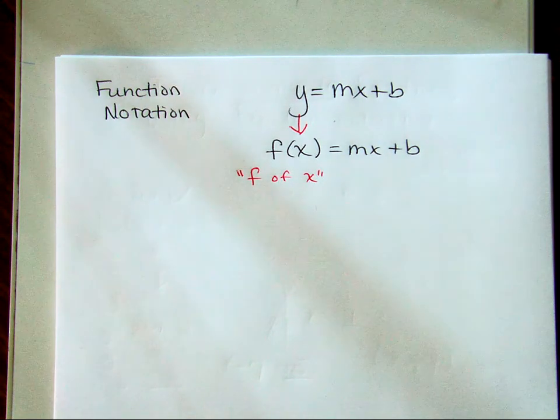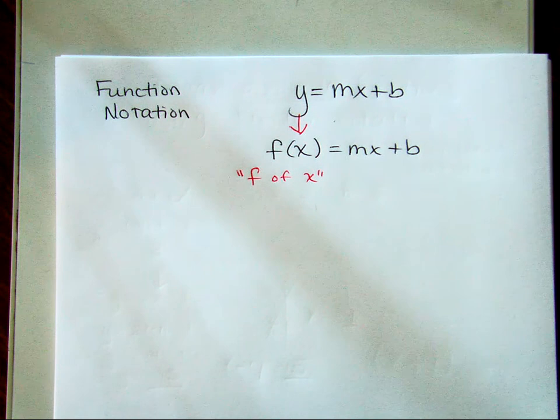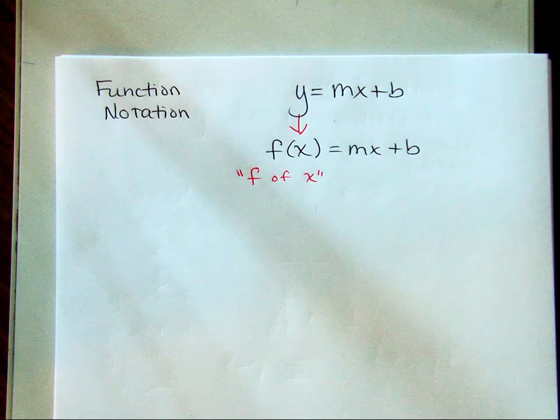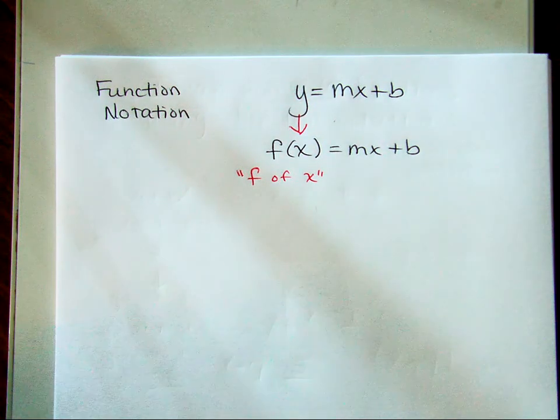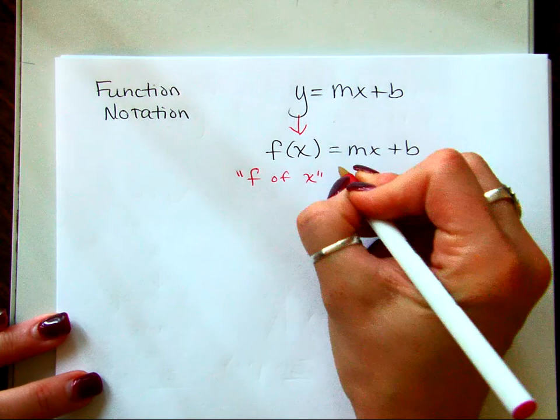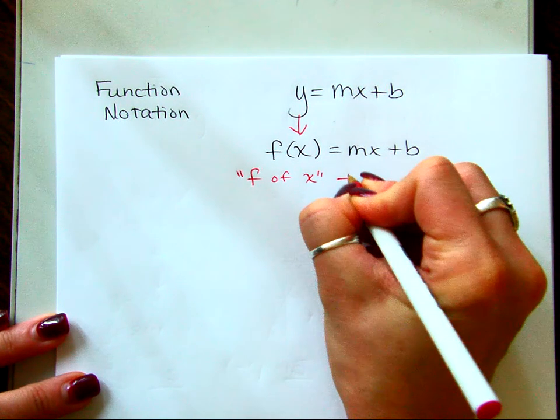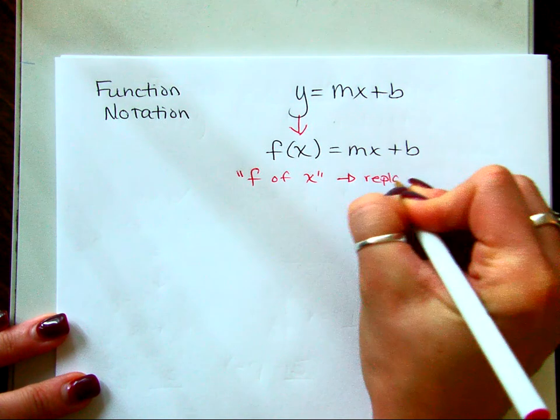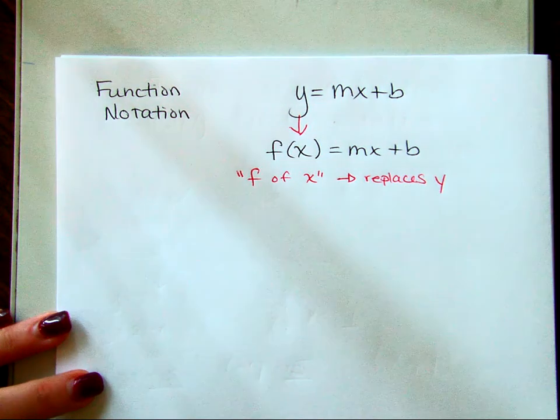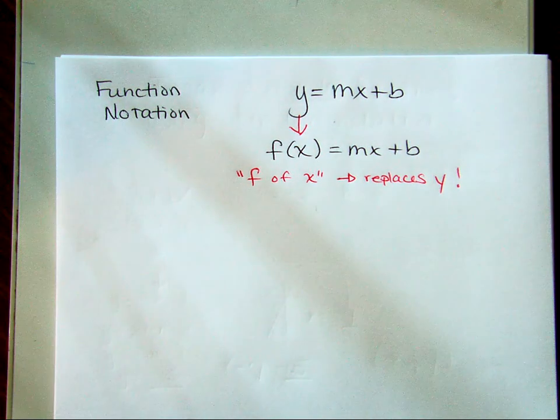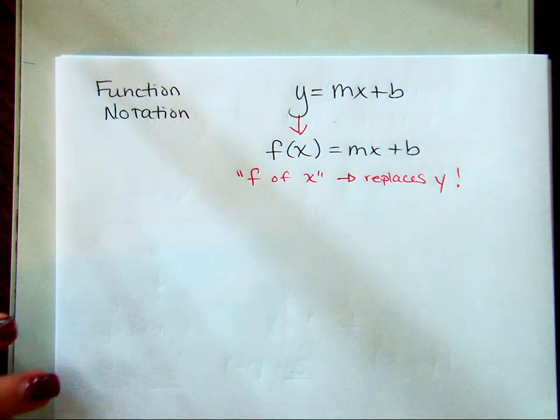And I know what you're thinking. Doesn't "of" usually mean times? Yep, but not here. I know what the f in f is. What is it? Function of x. Function of x. Yes, very good. So the function of x is equal to whatever. Very good. So f of x. So basically, this f of x just replaces the y. That's all it does.